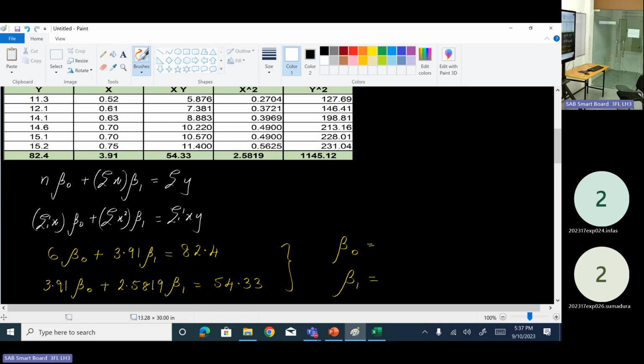The third part, I forgot to put the number. The third part.